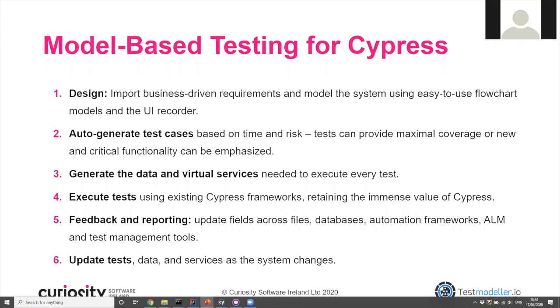You can execute tests from the models. You've got great reporting, great feedback, which is absolutely crucial. But also, as the system changes, all you're doing is coming through and updating your models. And as a result of that, you just perform a regenerate, and regenerate all of your automation from it.